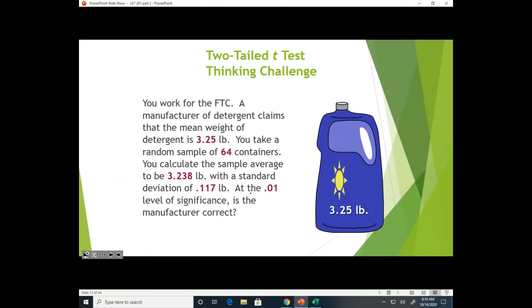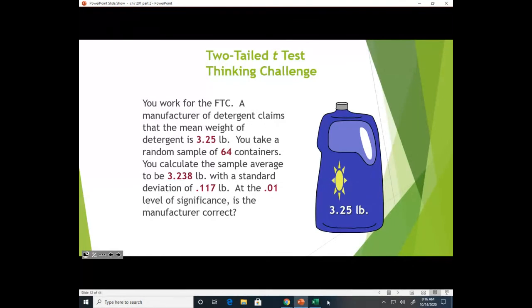Okay, so let's do another example. You work for the FTC. The manufacturer of detergent claims the mean weight of detergent is 3.25 pounds. You take a random sample of 64 containers. You calculate the sample average to be 3.238 pounds with a standard deviation of 0.117 pounds. At the 0.01 level of significance, is the manufacturer correct?